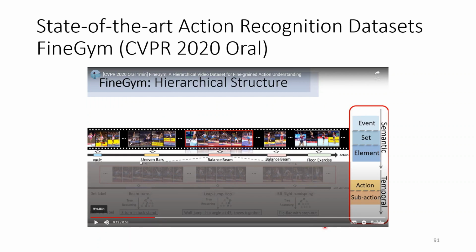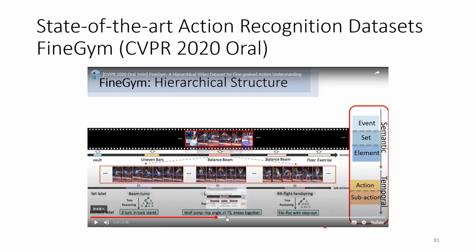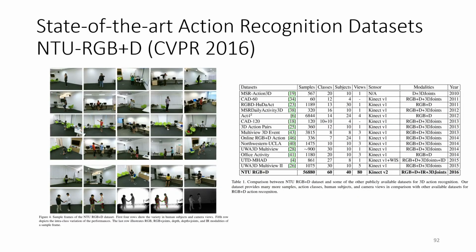Vault, uneven bars, balance beam. Okay, this is floor exercise. There are four basic classes, and under each class there are further fine-grained actions. There are a lot of fine-grained actions, and the dataset is very large. Overall, there are 288 actions, quite large.